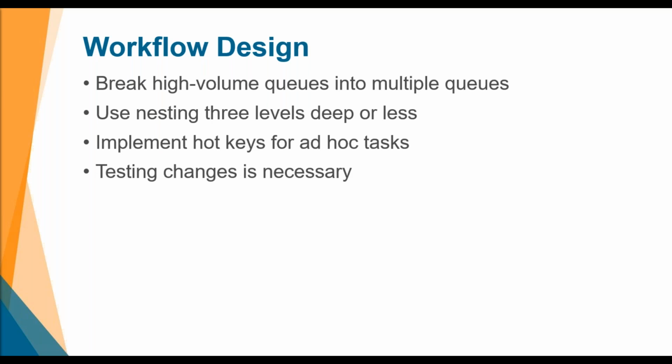You might want to consider breaking a potentially high volume queue into multiple queues. By breaking a high volume queue into two or more queues, there will be better performance and you avoid a full database scan. You'll want to make sure you use nesting three levels deep or less when configuring actions and rules. This affects memory consumption and ease of maintenance. You will really want to avoid nesting if at all possible.